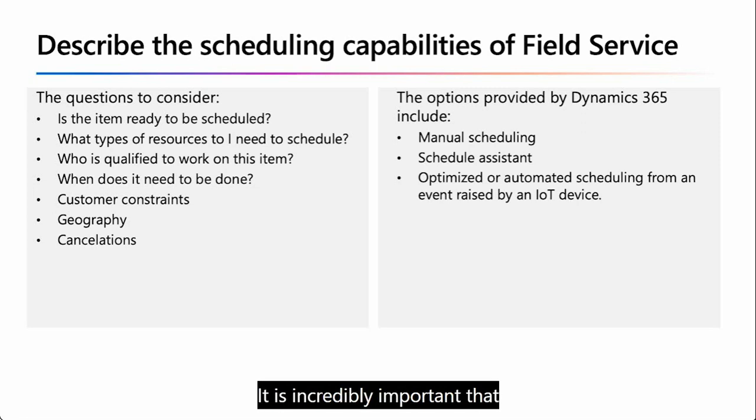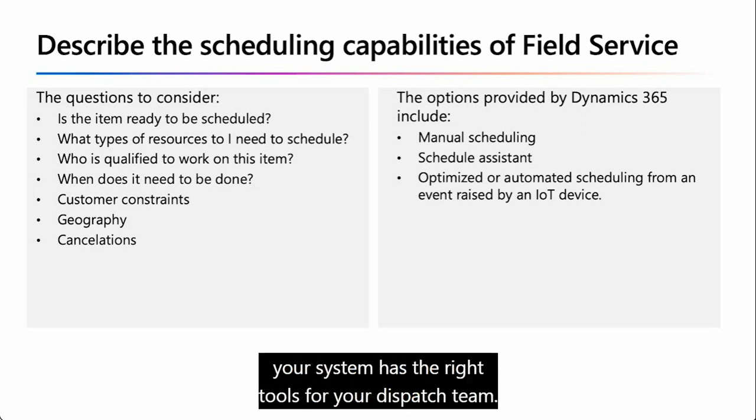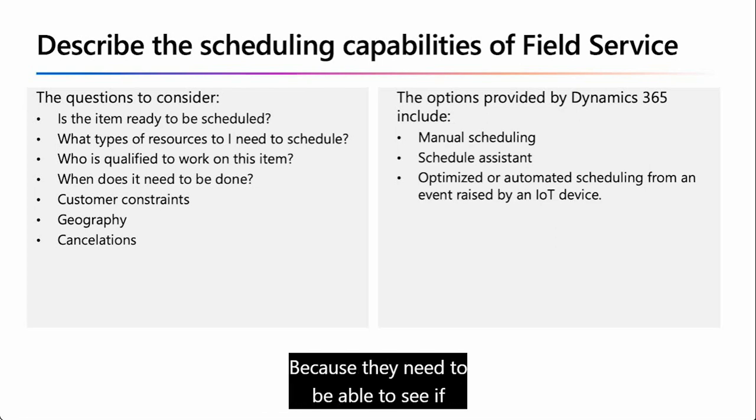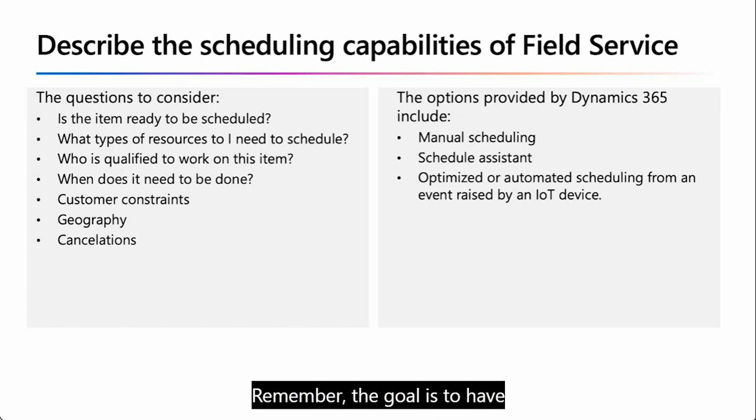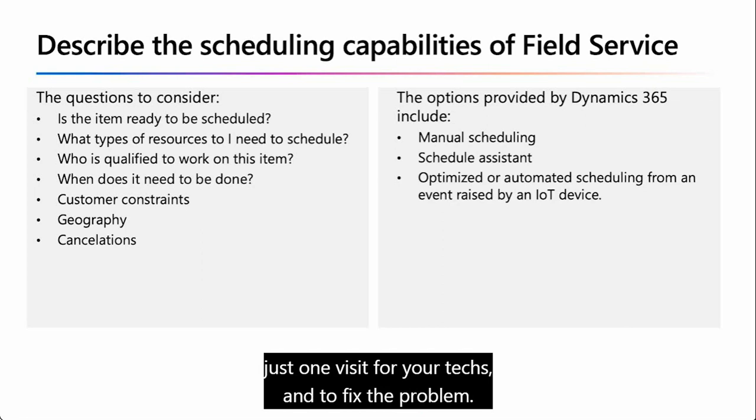And it is incredibly important that your system has the right tools for your dispatch team, because they need to be able to see if a work order is actually ready to be scheduled. Just because a work order was created does not always mean it is ready to be scheduled. Maybe you're waiting on the parts to come in before the work can be completed. Remember, the goal is to have just one visit for your techs and to fix the problem.